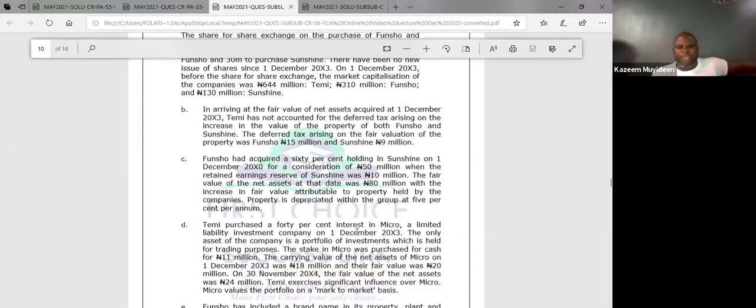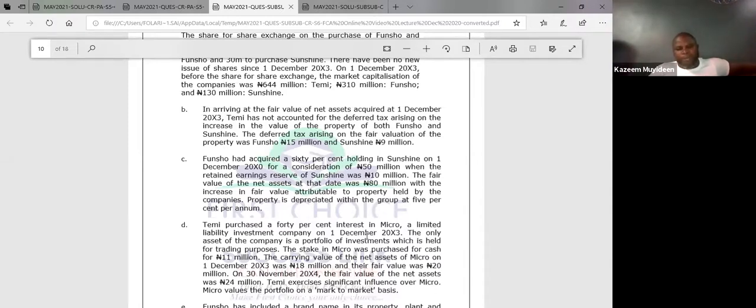Jamie purchased 40% interest in Micro, a limited investment company, in December 2003. The only asset of this company is a portfolio investment, which is held for trading purposes. When it is held for trading purposes, I can only value it in line with IFRS 9. He acquired 40% interest in Micro. How much does he pay for it? He said 11 million.